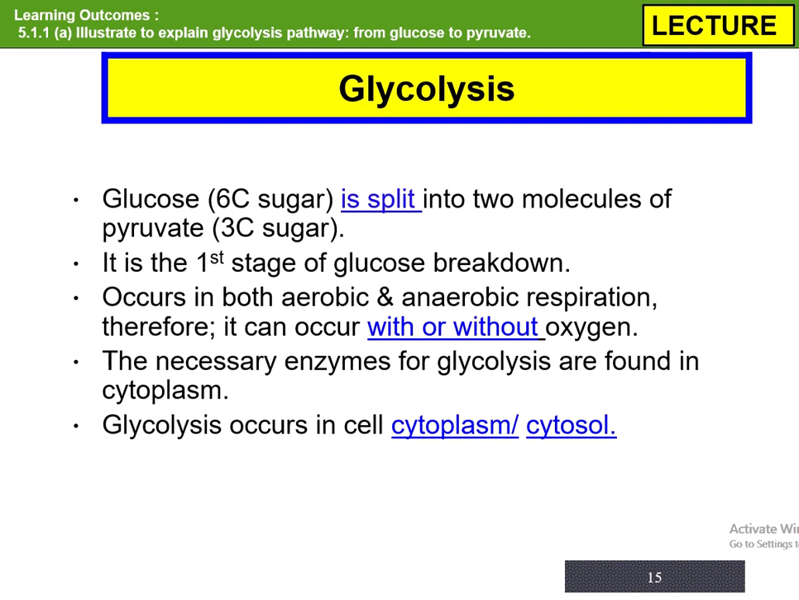It is the first stage of glucose breakdown. It occurs in both aerobic and anaerobic respiration. Therefore, it can occur with or without oxygen. The necessary enzymes for glycolysis are found in the cytoplasm. Glycolysis occurs in the cell cytoplasm or cytosol.